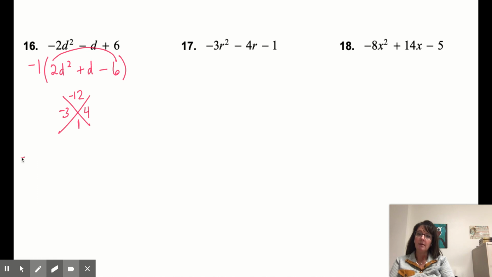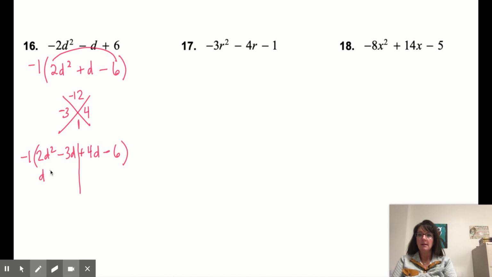So we will rewrite this. I'll keep the negative 1, and we'll have 2d squared minus 3d plus 4d minus 6. Okay, now this is where we divide it in 2, and we're going to work with just this half. The only thing we have in common here is the d, so we will leave behind 2d minus 3. Here we have a factor of 2, so we're factoring out a positive 2, and we're left with 2d minus 3.